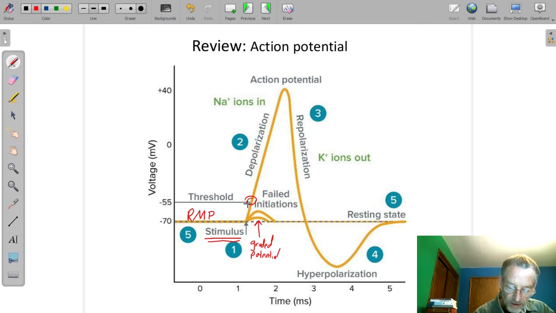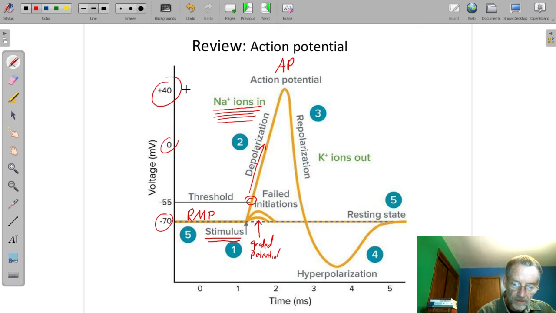Once we hit threshold here, then we have a rapid depolarization as sodium ions move into the cell. And that creates the AP, a spike. So we went from minus 70 past 0. We're up here somewhere around plus 40. I don't care about that number, but that's the idea.